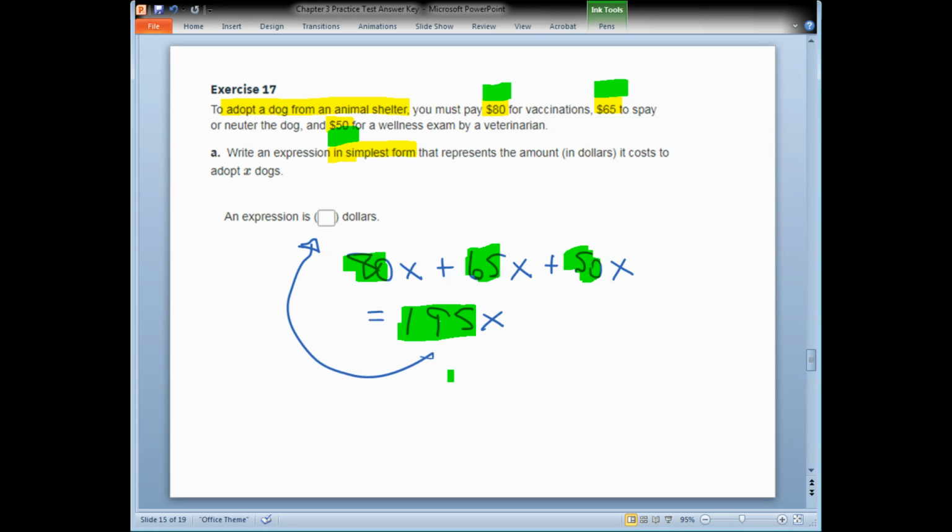So you can see how much it costs for one dog. It's just $195. For two dogs, well, I need to take 195 multiplied by 2, which means X would be 2, all right?